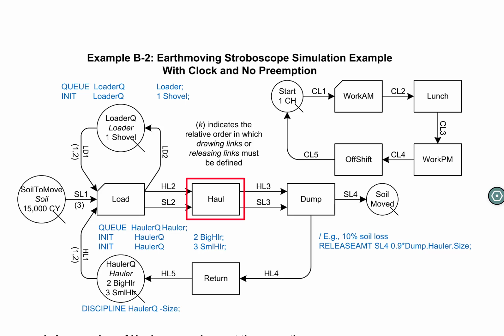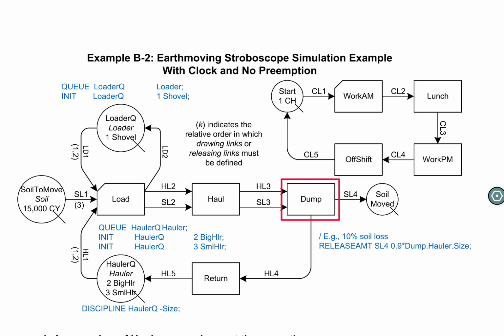When activity haul ends, it will create an instance of activity dump, and it will pass to it the truck, the big hauler that it hauls, along with the 20 cubic yards of soil through the links HL3 and SL3. When activity dump ends, it will transfer the soil to the Q soil moved through SL4. So dump will transfer 20 cubic yards of soil to soil moved.